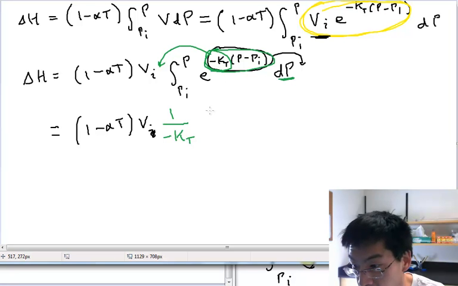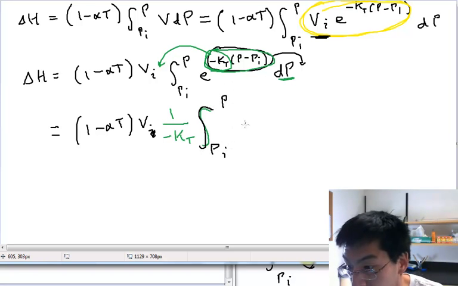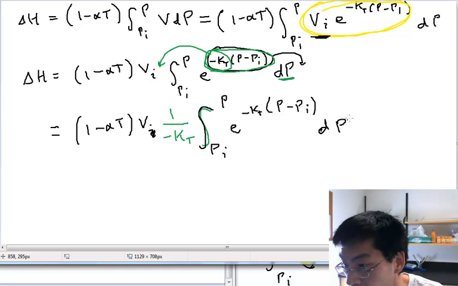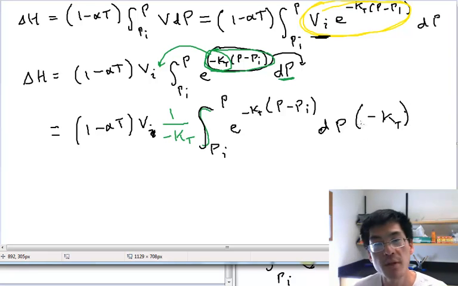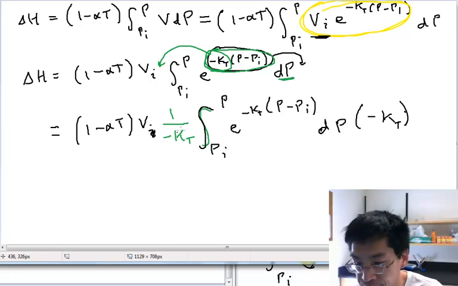So the reciprocal of that, which I have to put outside to compensate for the fact that I'm about to put it inside, is 1 over negative kappa t. All right, so let me do this step by step. e to the minus kappa t p minus pi dp, and then here I'm multiplying by minus kappa t. Now the derivative of minus kappa t e to the minus kappa t p minus pi dp is just like we found the derivative of 5 e to the 5x dx.